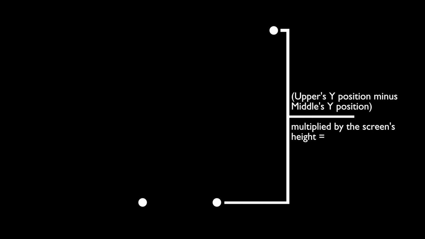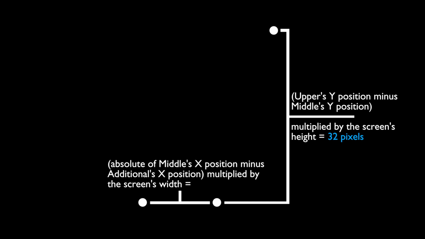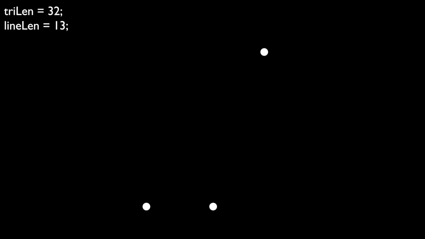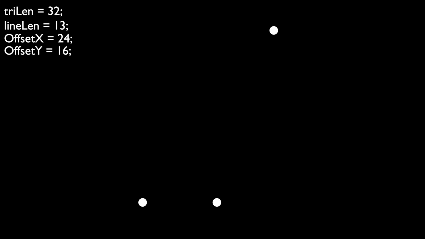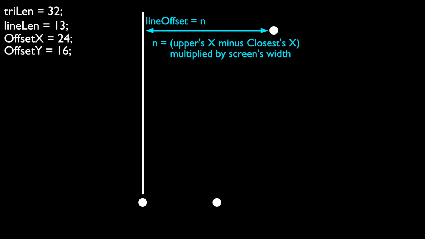Now with an ordered triangle, we can start the main rasterization process. For that, we have to get the first triangle's length in pixels. For example, 32. We will also get the length between the middle and additional vertex. For example, 13 pixels. We will also need the x and y offset at which the triangle will be drawn. For example, 24 and 16. Another offset we need is the one that varies from the length between the right middle vertex and the upper one to 0. For example, 20.